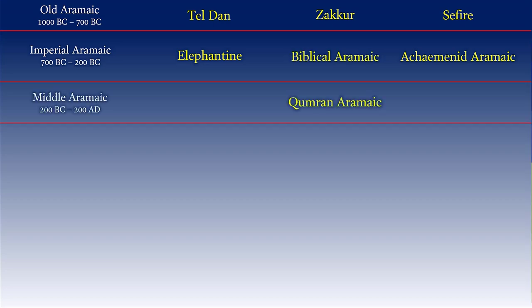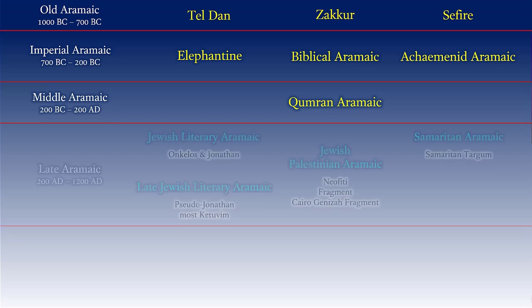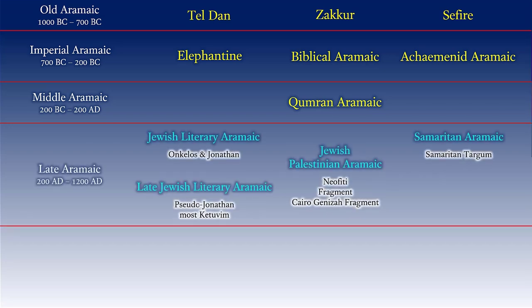The next stage of the language is Middle Aramaic, and this shows that Qumran Aramaic, the Aramaic of the Dead Sea Scrolls, is our closest analog to Aramaic that Jesus spoke. And then we get to Late Aramaic, which is the stage that the Targumim fall into. The first of these would be Jewish literary Aramaic there on the left, Targum Onkelos, which is a Pentateuchal Targum, and Jonathan, a Targum to the prophets.